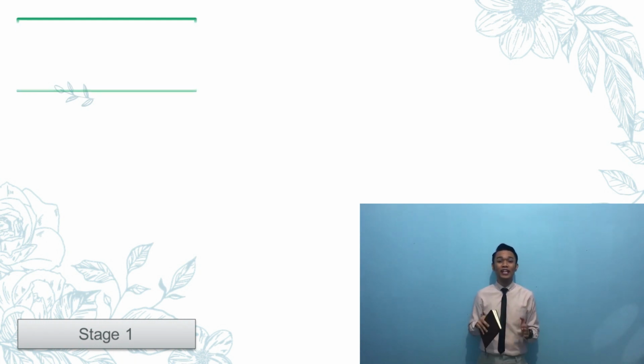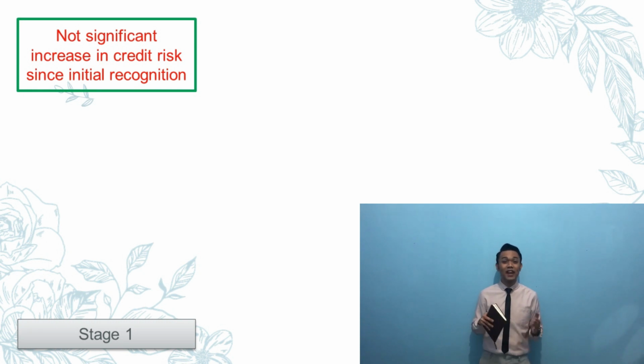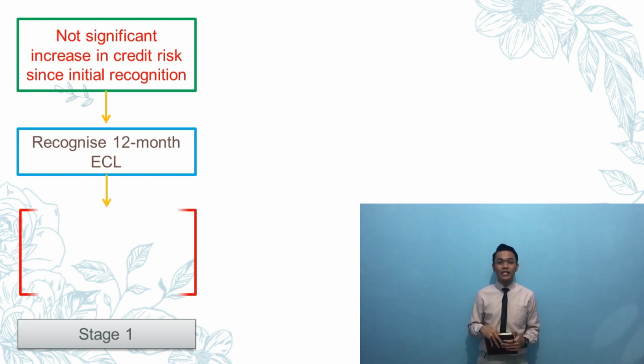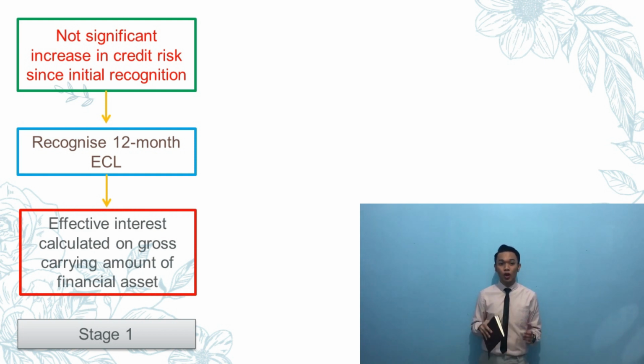Stage 1. The impairment of financial asset falls in this stage when there is no significant increase in credit risk since initial recognition. So we will recognize it using 12-month ECL approach or lifetime ECL approach in stage 1. The effective interest will be calculated on gross carrying amount of financial asset.